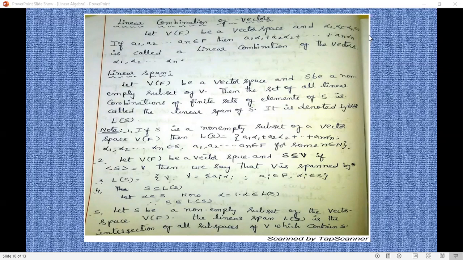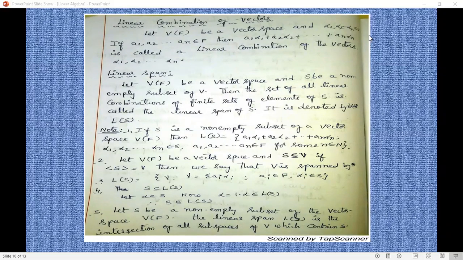Okay, next one is linear span. Let V of F be a vector space and S be a non-empty subset of V. Then consider the set of all linear combinations of finite sets of the elements of S. What we observed: V of F is a vector space and S is a non-empty subset of V. Then the set of all linear combinations of elements of S means the linear combinations of vectors. Listen carefully: A1 alpha 1 plus A2 alpha 2 plus so on An alpha n, this way.